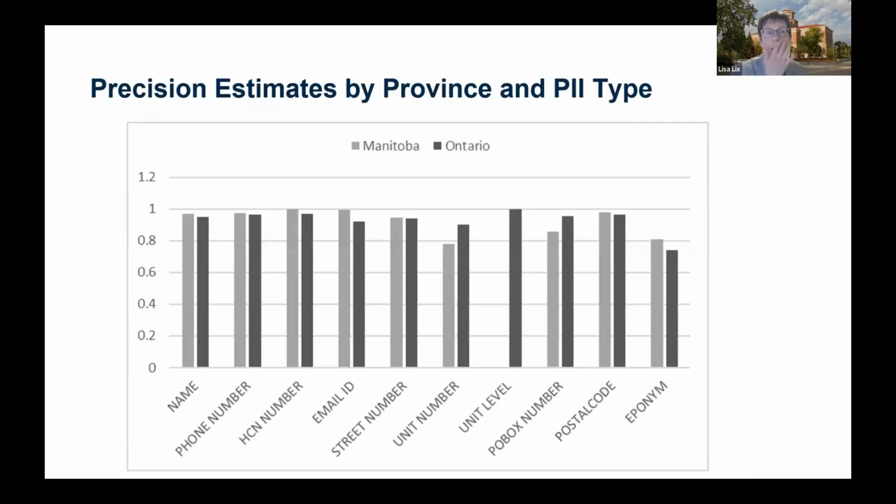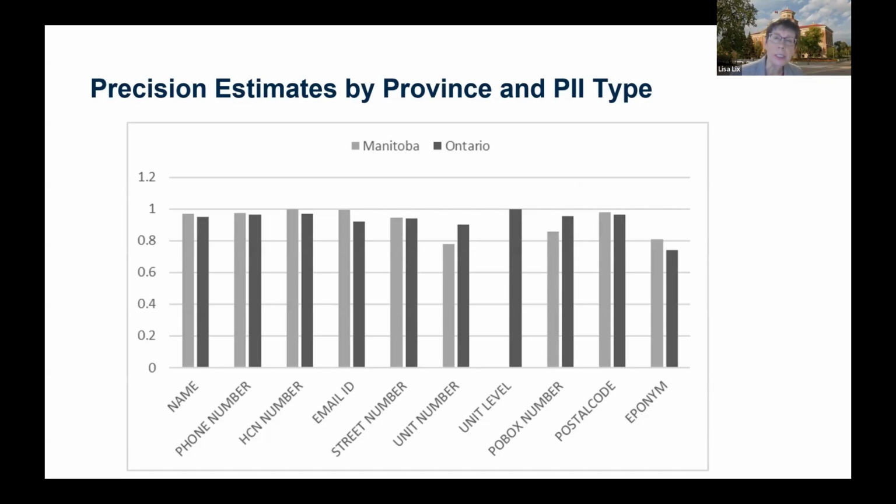Okay, so this next slide talks about the precision estimates. The maximum value would be 1 here, with lower values indicating lower precision. I've got both the Manitoba and the Ontario results side by side. So you can see, first of all, just with the unit level, there's no Manitoba result because there are too few entities there.